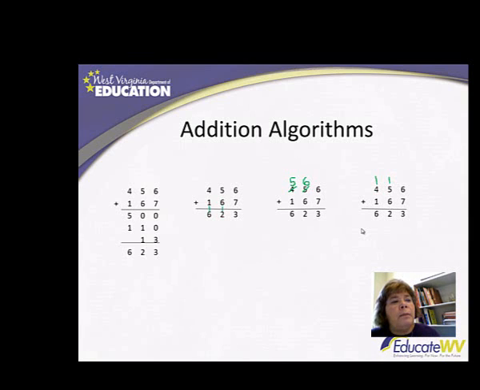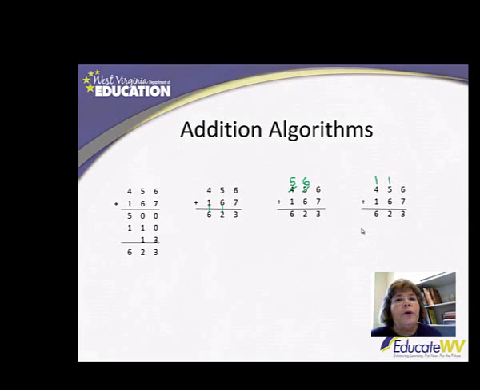Look at the second problem there. They chose to show their regrouping underneath, below the first 2 numbers. It's still in the right places. It still gives us a right answer, 623, and that would be acceptable under the term standard algorithm.